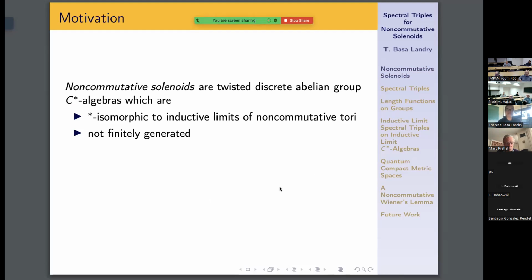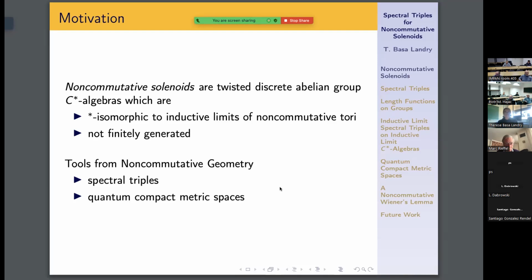So what's a motivation for studying non-commutative solenoids? Well, non-commutative solenoids are very rich in structure. First off, they can be viewed as twisted discrete abelian group C-star algebras. And as C-star algebras, these non-commutative solenoids are star isomorphic to inductive limits of non-commutative tori. And moreover, the underlying groups are not finitely generated.